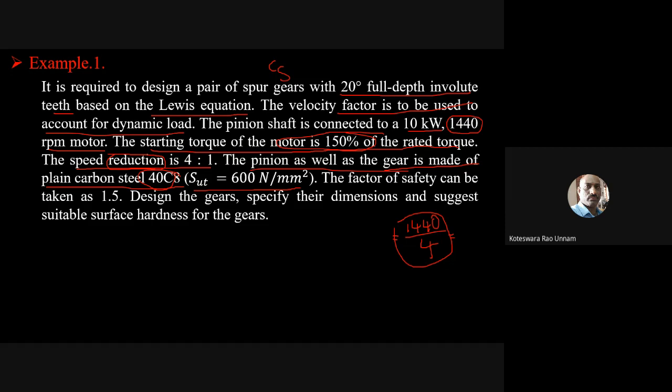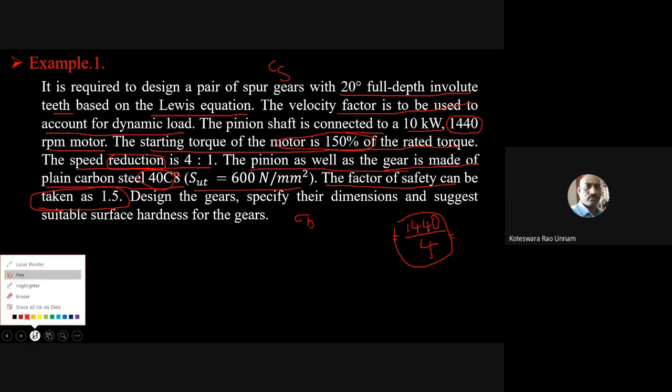Straight away, you can design the gear drive based on the pinion only. The SUT for that gear material is given as 600 Newton per mm square. The factor of safety can be taken as 1.5. He has given the factor of safety also as 1.5. Using this factor of safety, you can calculate the allowable stress sigma b, or even use it to calculate the effective load.